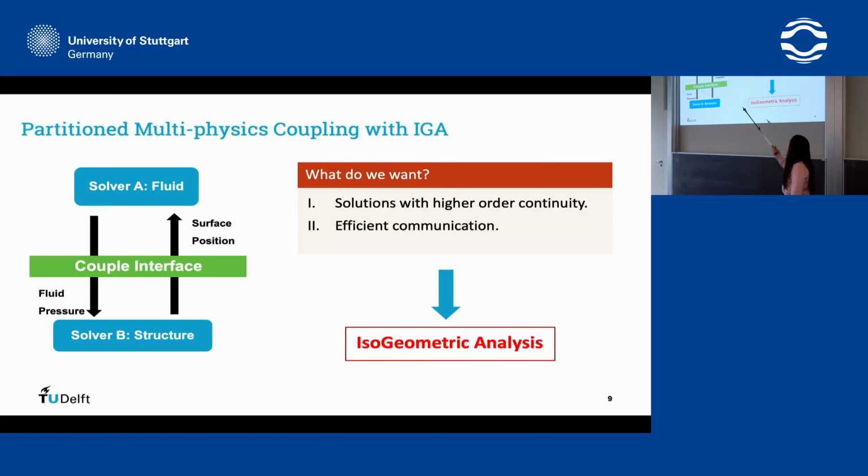So what do we want? First, we want a solution with higher order continuity. Second, we want to effectively communicate the information. That's why we choose isogeometric analysis.